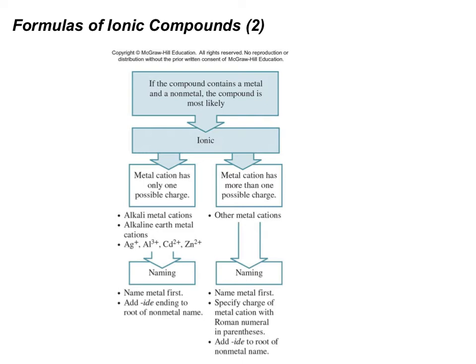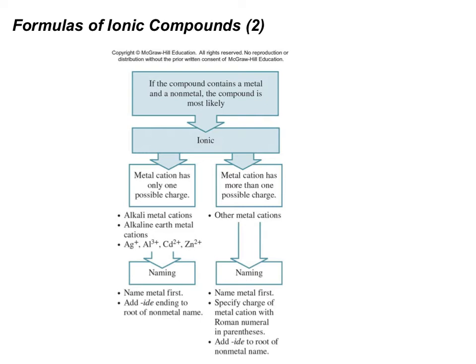We then have two options. If the metal cation has only one possible charge, such as alkali metal cations, alkaline earth metal cations, silver, aluminum, cadmium, and zinc, then the naming applies that you name the metal first and add "ide" ending to the root of the non-metal name. So zinc chloride, aluminum oxide, sodium chloride. Because those ions only have one possible charge, we automatically know what the chemical formula should be.